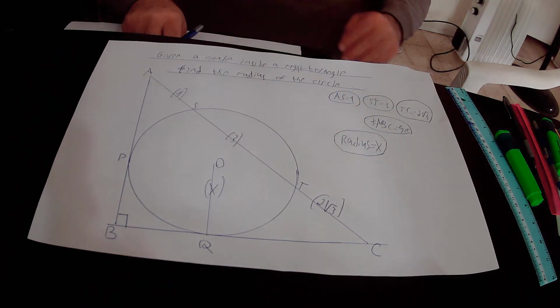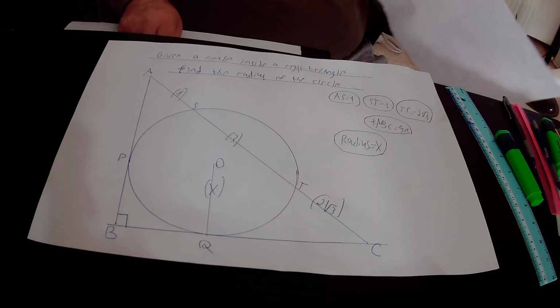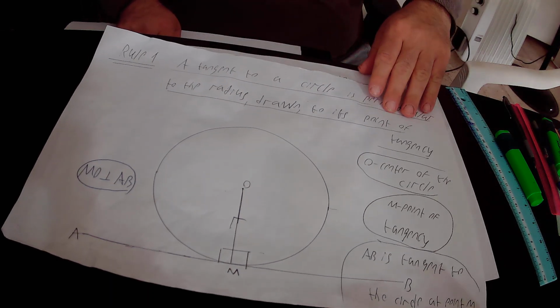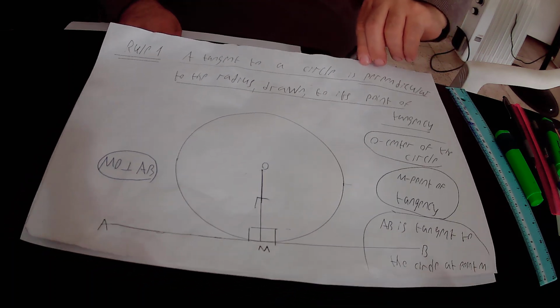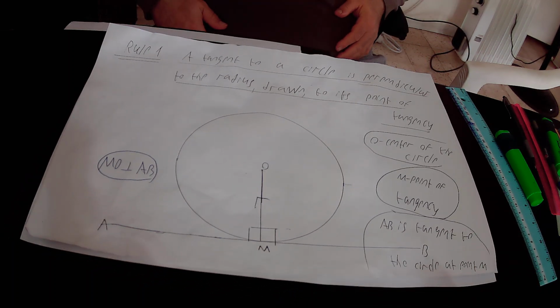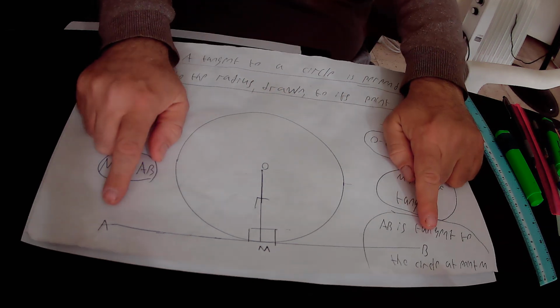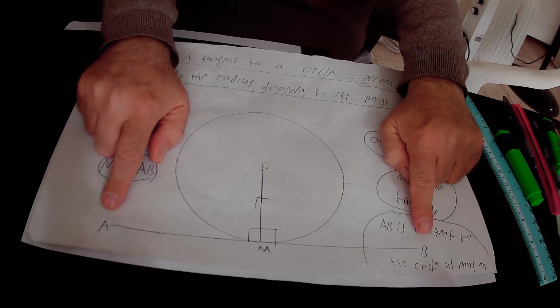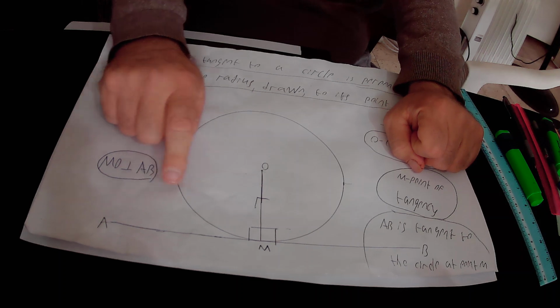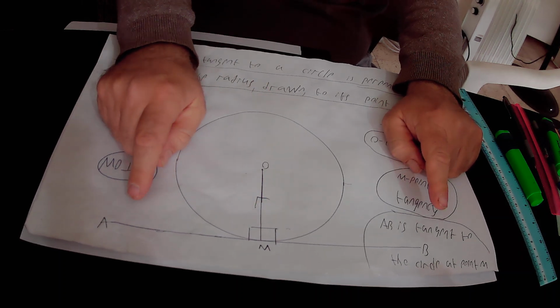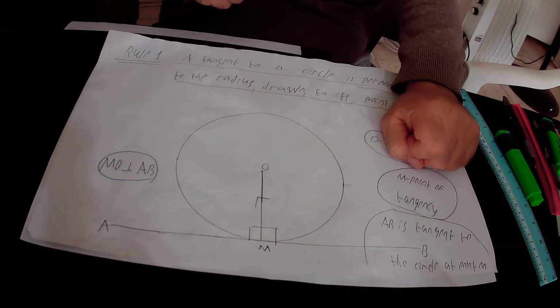You can implement here rule 1. I'll talk quickly on rule 1. According to rule 1, a tangent to a circle is perpendicular to the radius drawn to its point of tangency. So in the drawing we have a circle, and we also have tangent AB. This is tangent AB, that is tangent to this circle here at this point, point M. Point M is the point of tangency of tangent AB with this circle.